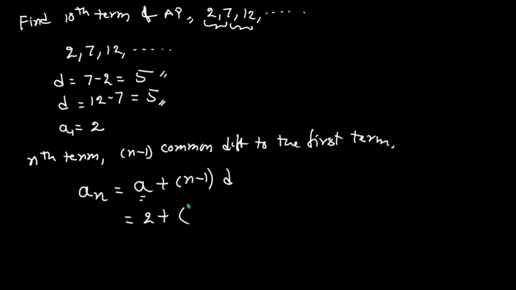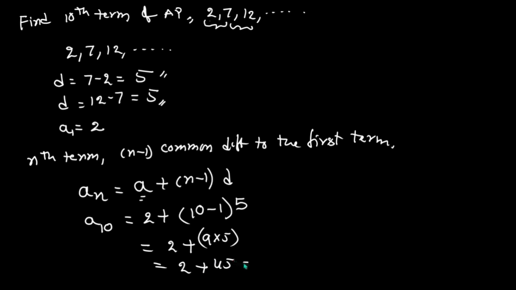Plus, so we are trying to get the nth term as the 10th number, right? That's called a sub n. In the suffix you can write a10. This is called the 10th number. When we put the 10th number, 10 minus 1, what is the common difference here? 5 is the common difference. That is 2 plus 9 into 5. Okay, so 2 plus 45.